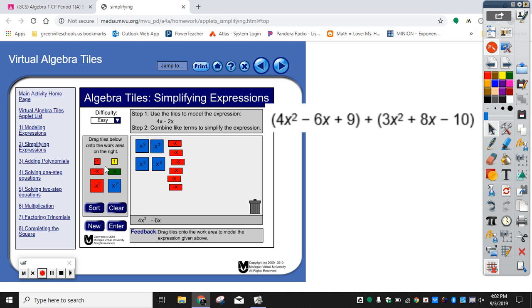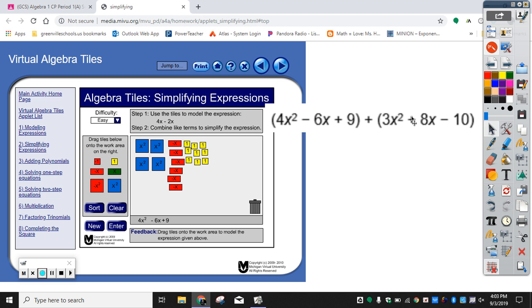Plus 9 means I need 9 positive ones. So 1, 2, 3, 4, 5, 6, 7, 8, 9. So now I've represented my first polynomial, and if you look down here, they've also translated what I put in tiles down here at the bottom. And so you see it here, matches here.